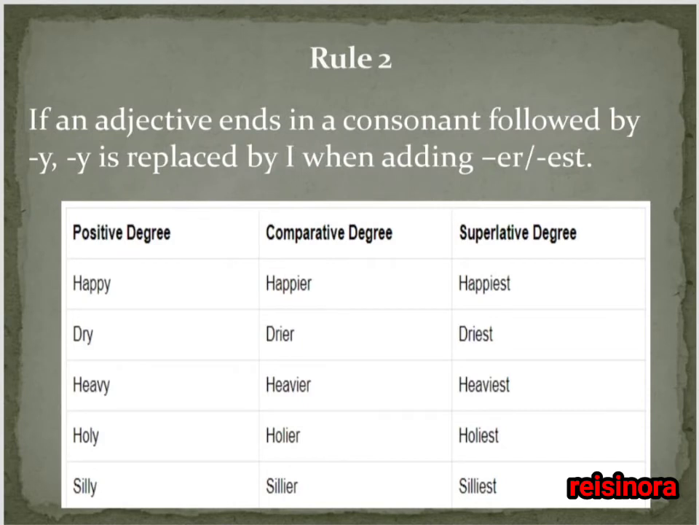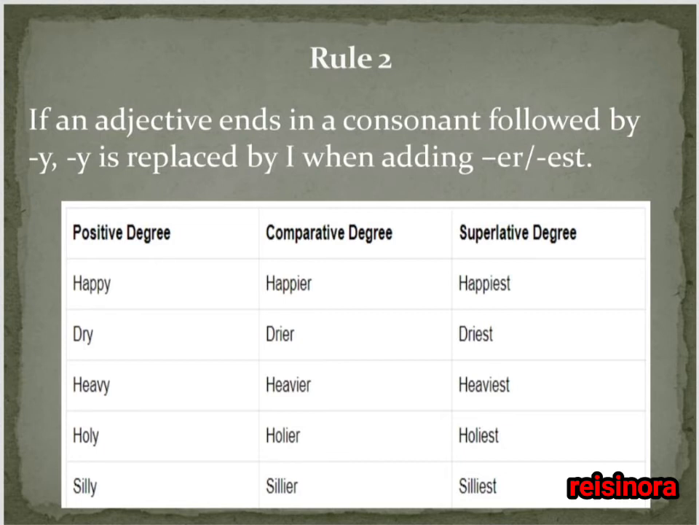Rule 2, if an adjective ends in a consonant followed by y, the y is replaced by i when adding er or est. Aturan kedua untuk degree comparison adjektifnya ini, jika kata sifatnya diakhiri dengan huruf konsonan kemudian huruf y, huruf y-nya diganti menjadi ier atau iest. Contohnya we can see here.